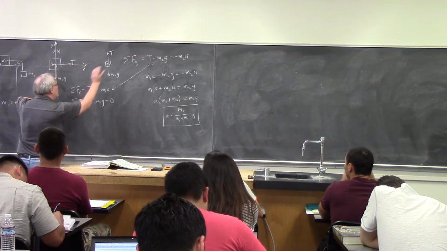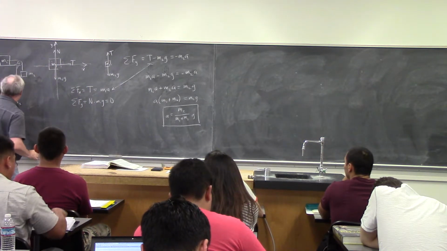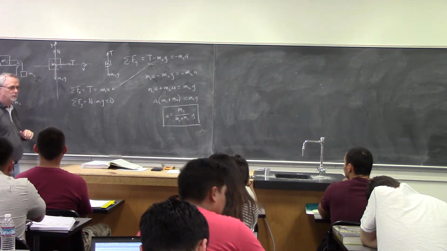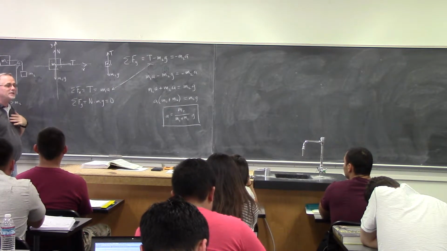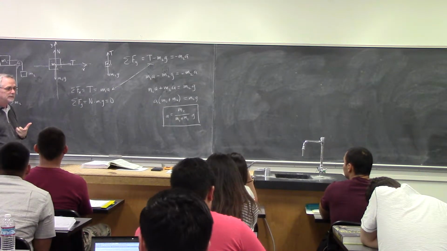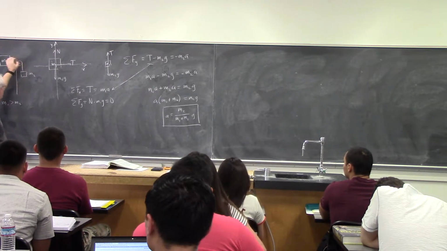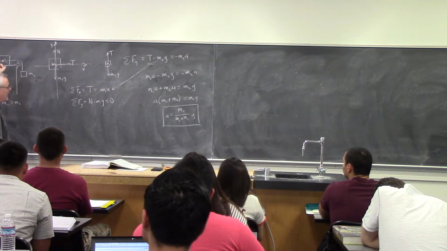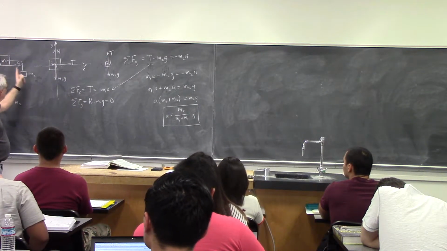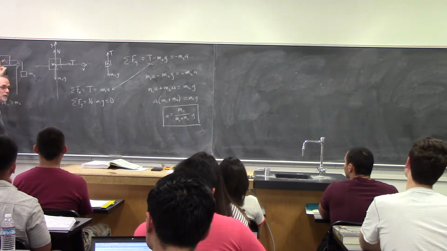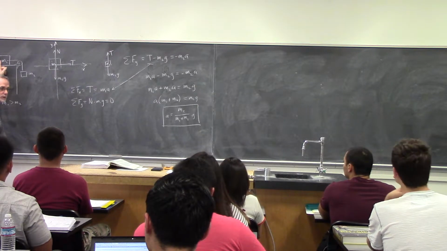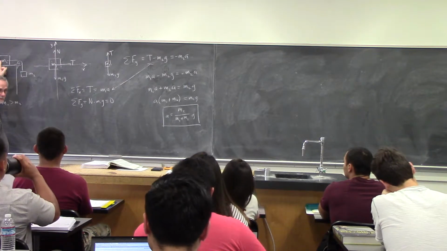If instead of taking M1 and M2 as separate things, what if I take the entire system, M1 and M2? You got the idea? Tension is now an internal force, isn't it? So it's not acting. In terms of the forces that are outside the system, I have a weight for M1, I have a weight for M2, and I have a normal force on M1. Those are the external forces. Does that make sense to you?